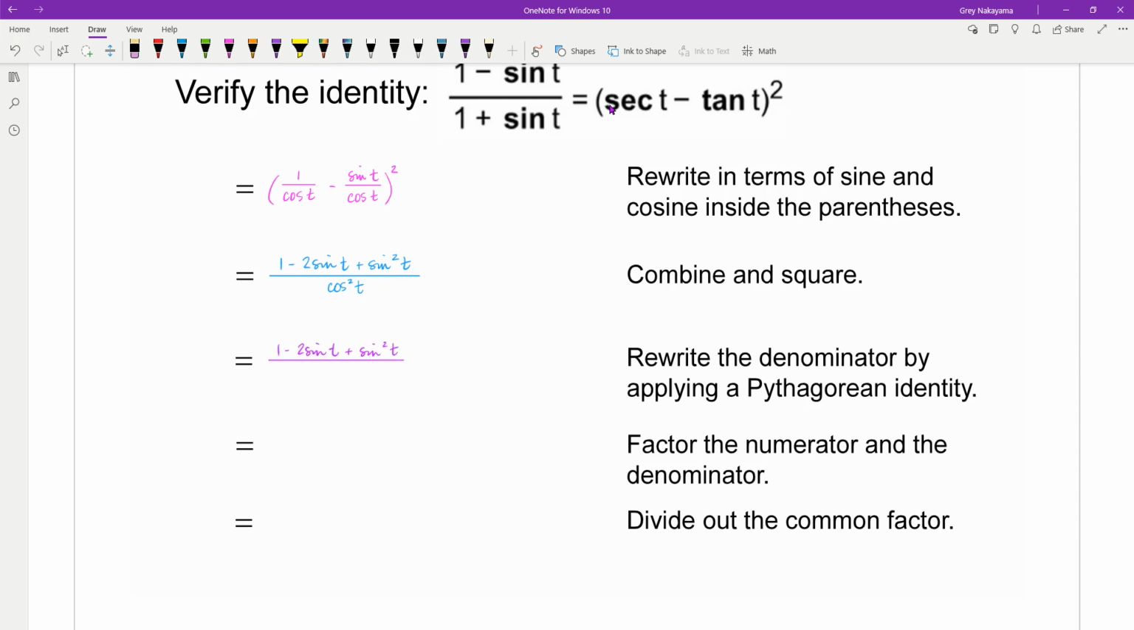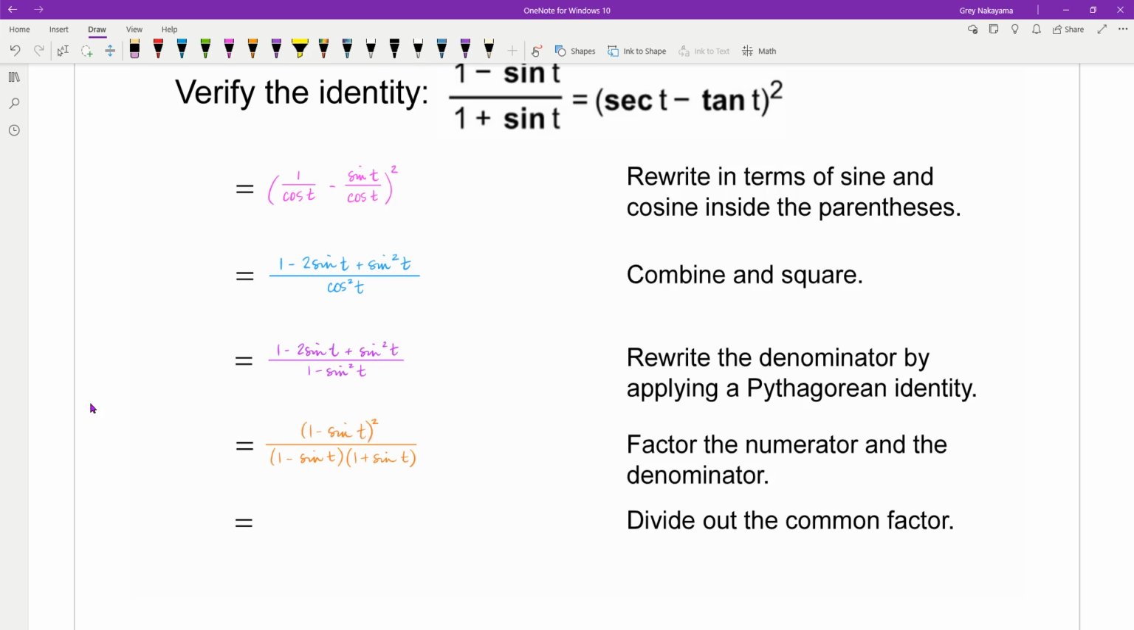That means I don't change the top, but Pythagorean identity, cosine squared. Anytime I got a squared, first thing, just squared. If it tells me Pythagorean, I'm going to go look at that group. And cosine squared, if you rearrange it, is 1 minus sine squared t. And now it wants us to factor out the numerator and the denominator. So my denominator, that's the a squared minus b squared. So it's going to be 1 minus sine t times 1 plus sine t. And on the top, we just multiply that out.